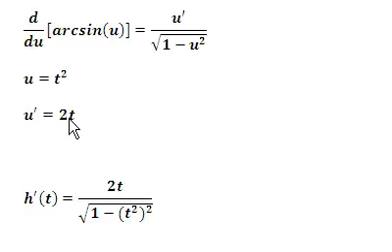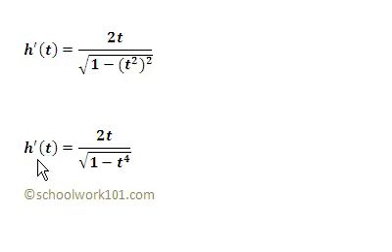So the 2t goes in for u prime, so that gives me 2t up here in the numerator, and then the t squared goes in right here where the u is, so that becomes t squared squared, which ends up being t to the 4th. And therefore we get h prime of t is equal to 2t over the square root of 1 minus t to the 4th. Alright, let's look at another one here.